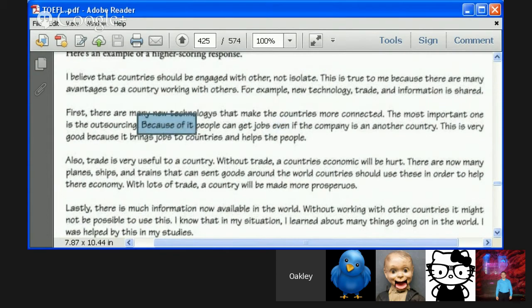Because of it, comma. Because here's our subject noun. Here's our independent clause: people can get jobs. There it is. We've got to be able to locate that independent clause and make sure that the correct punctuation is there, wherever it is in the sentence. So, a small punctuation problem. Okay.